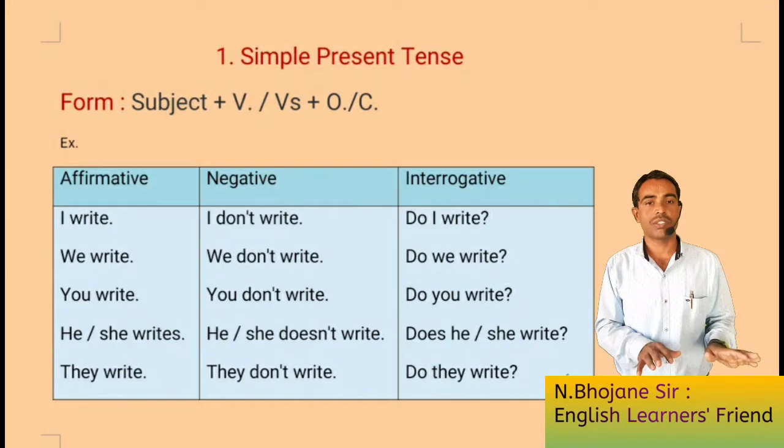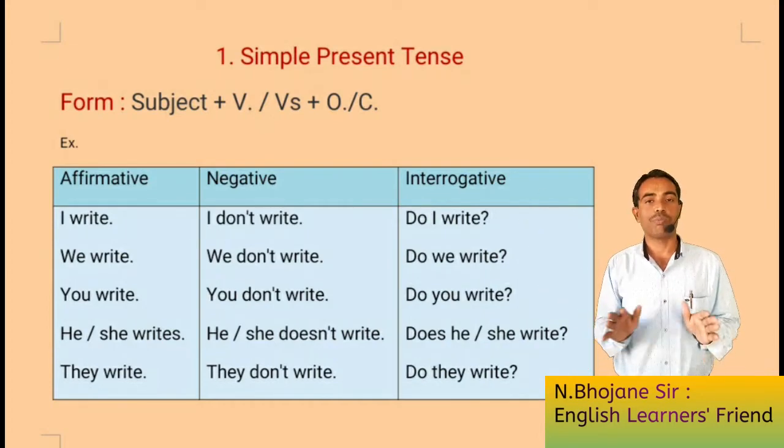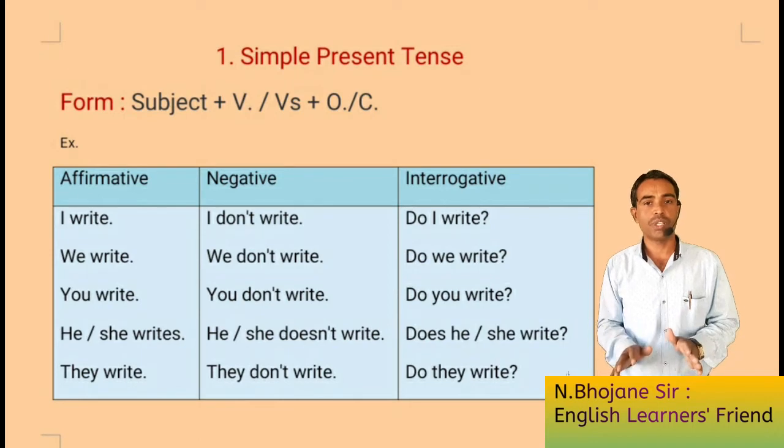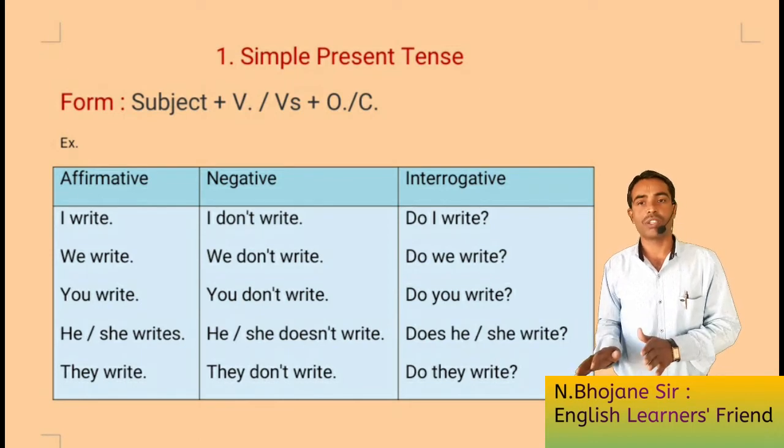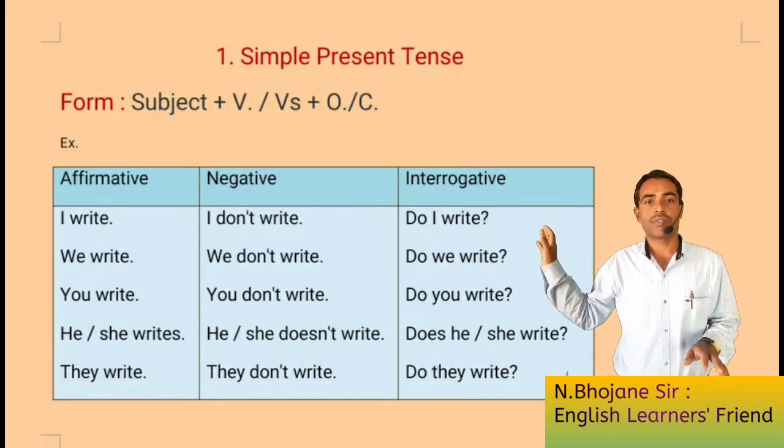Simple present tense. Look at the form: subject plus verb base form or s form plus object or complement. Here, if the subject is third person singular number, use verb s form. That is, we add s or es to the main verb. Now, look at the examples.